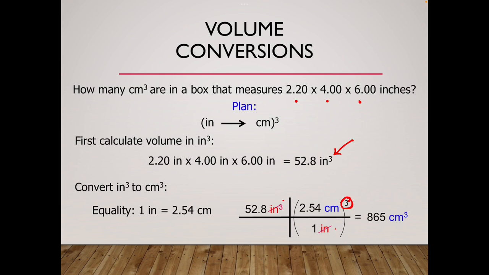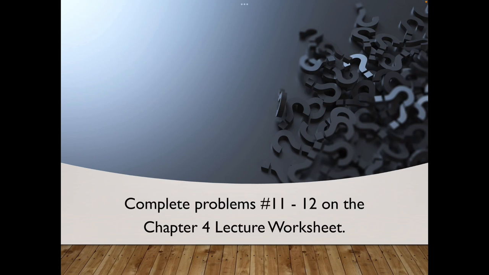I do want to tell you, when you plug this into your calculator, this would be 52.8 times 2.54 cubed. So you would push this in as 52.8 times 2.54 cubed. And you might have to actually put 2.54 and then use the caret and the 3, depending on the calculator that you have. And then it would be divided by 1 cubed. Okay, so that cubed not only goes for the units, but it also has to go to the numbers too. So just be careful with that one. But I do think it's a little bit faster to do it this way, if this makes sense to you.